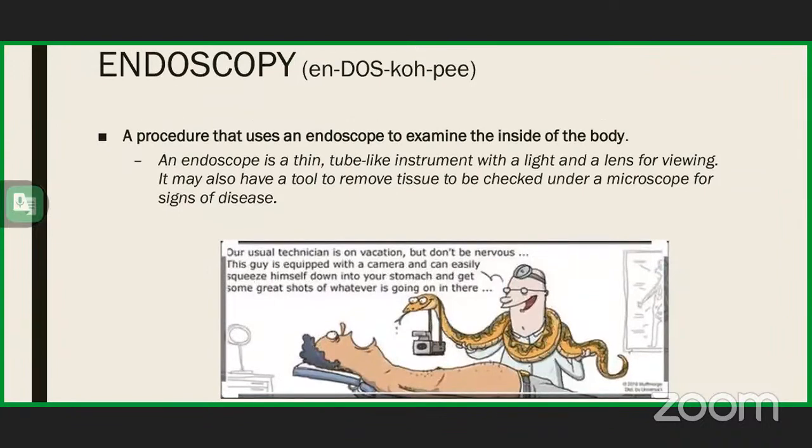Then we have the endoscopy. We know this is a procedure that uses an endoscope to examine the inside of the body. We all know an endoscope is a thin tube-like instrument with a light and lens for viewing. It may also have a tool to remove tissue to be checked under a microscope for signs of disease.